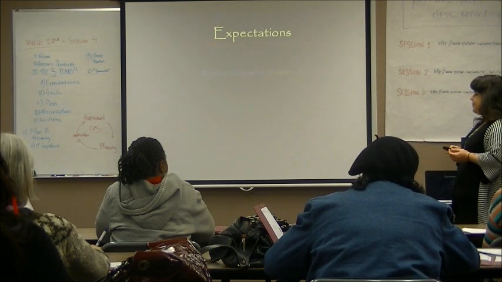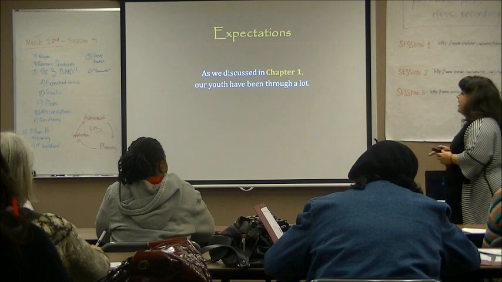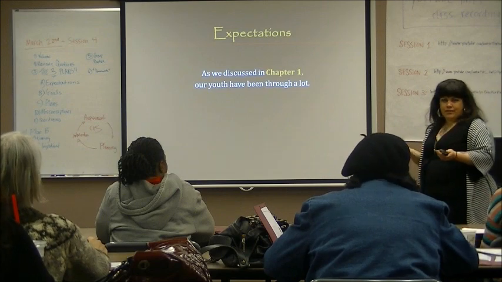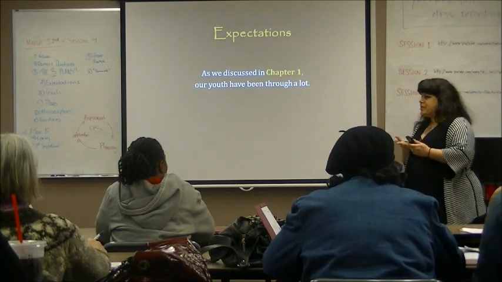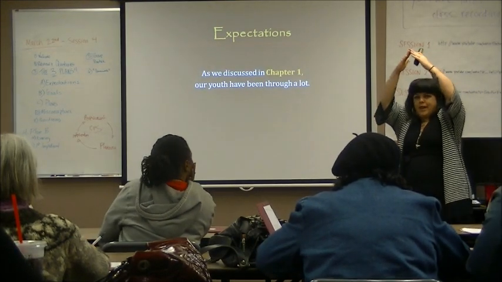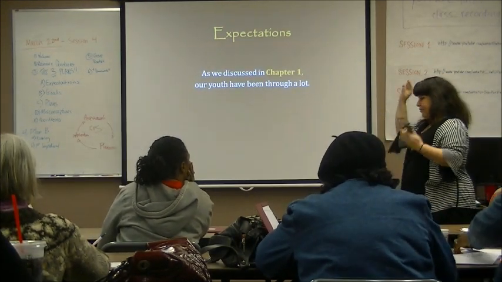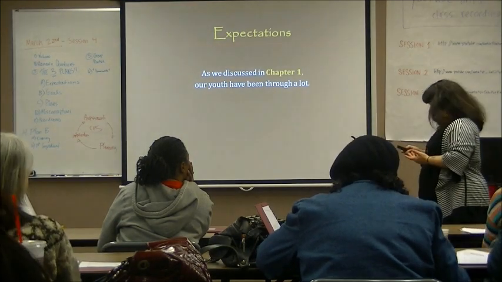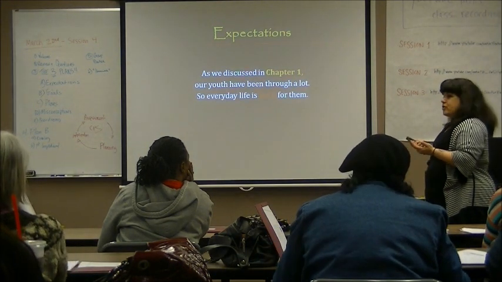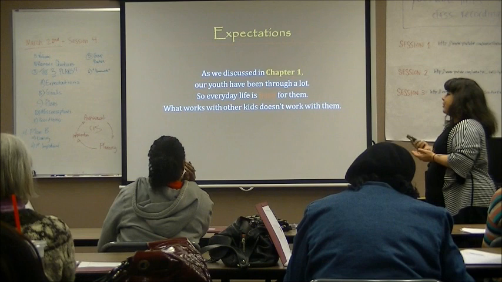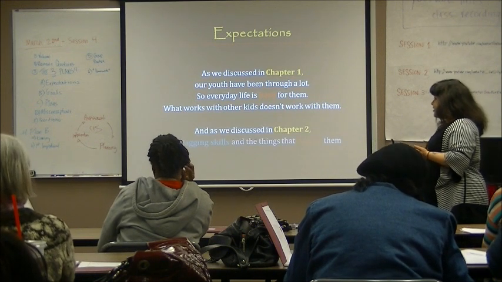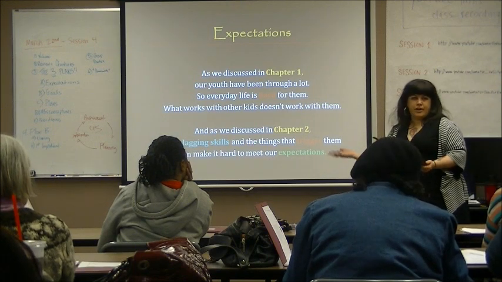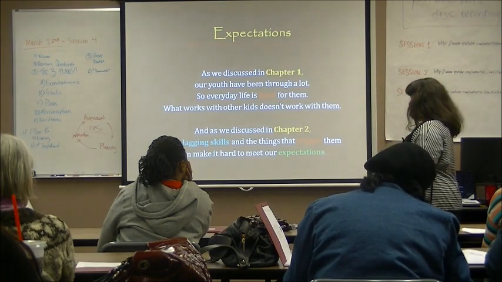We're going to talk about expectations a lot today. As we reviewed in session 1, chapter 1, our youth have been through a lot of things. There's trauma, there's disruption, there's confusion. They're at the top of that pyramid that we talked about in week 1. They're the 5%. So we know what works for other kids doesn't work for our kids. Everyday life is extra hard for them. And as we discussed in chapter 2, lagging skills and the things that trigger those lagging skills can make it hard for children in our care to meet our expectations.